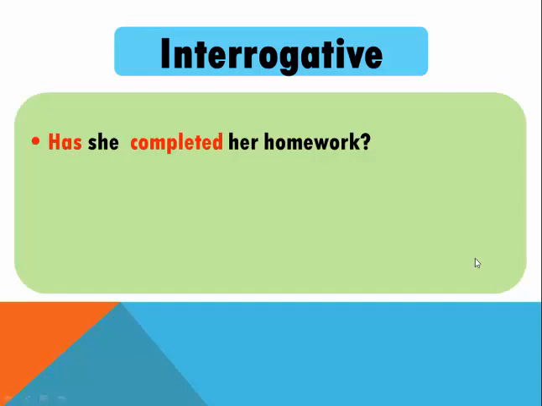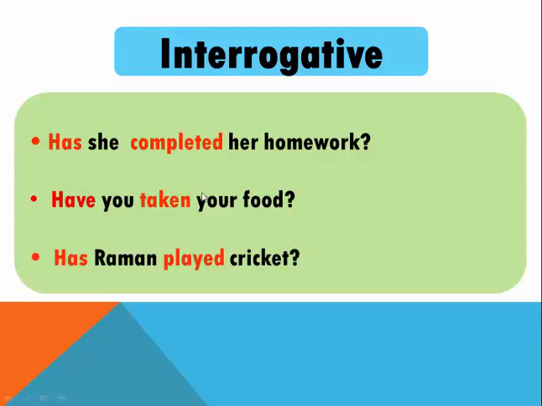Okay, now interrogative. Has she completed her homework? It will start with the auxiliary verb has, and the third form will be there. This has and have will be according to your subject. So with I, you, they, it's have, and the third form of course. So, have you taken? Very simple. And here, because it's singular, it's has. This is not plural.